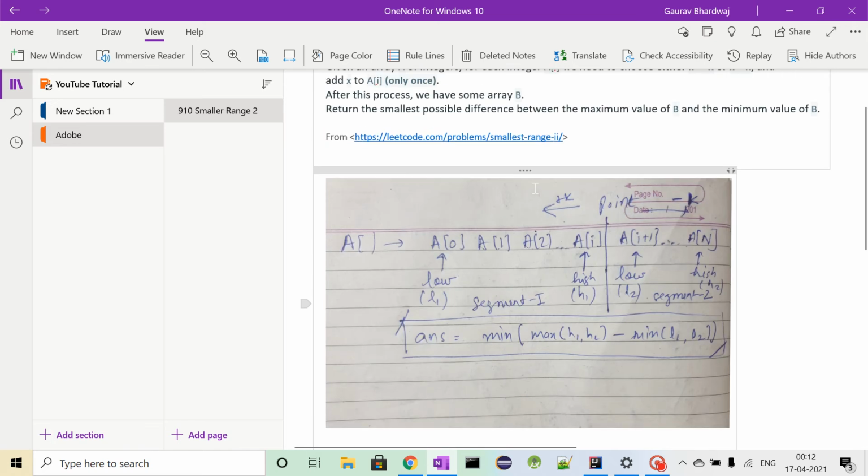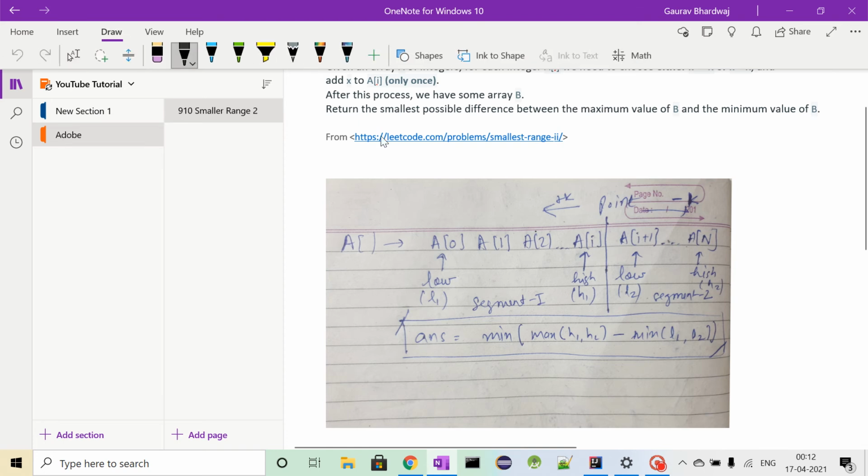So the intuition behind this problem is that there will be a smaller A[i], and there will be a bigger one. So we are going to up the smaller A[i], and we are going to down the bigger A[i]. Okay. So for this intuition, we will be sorting the given array in increasing order.